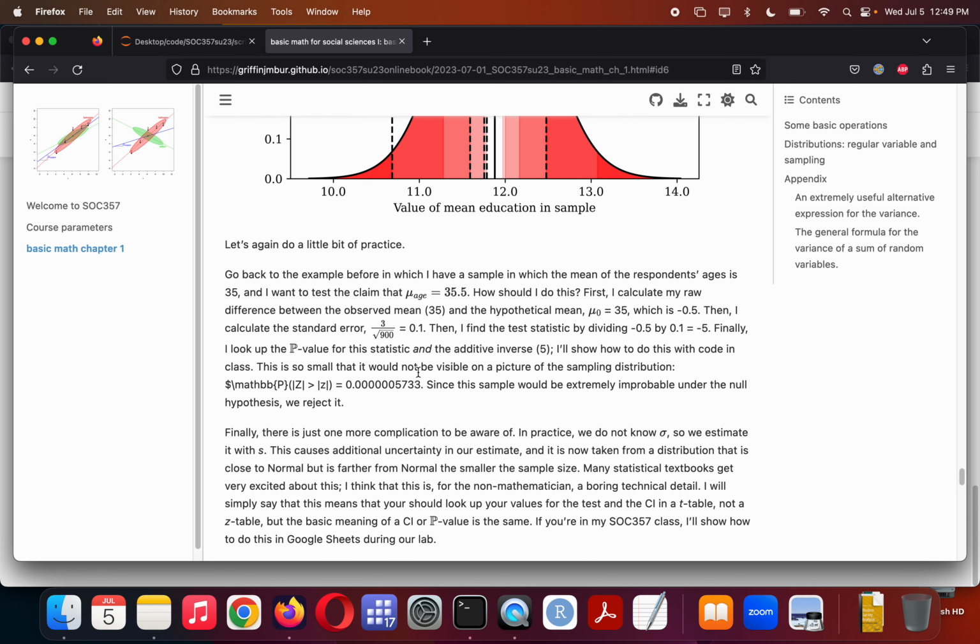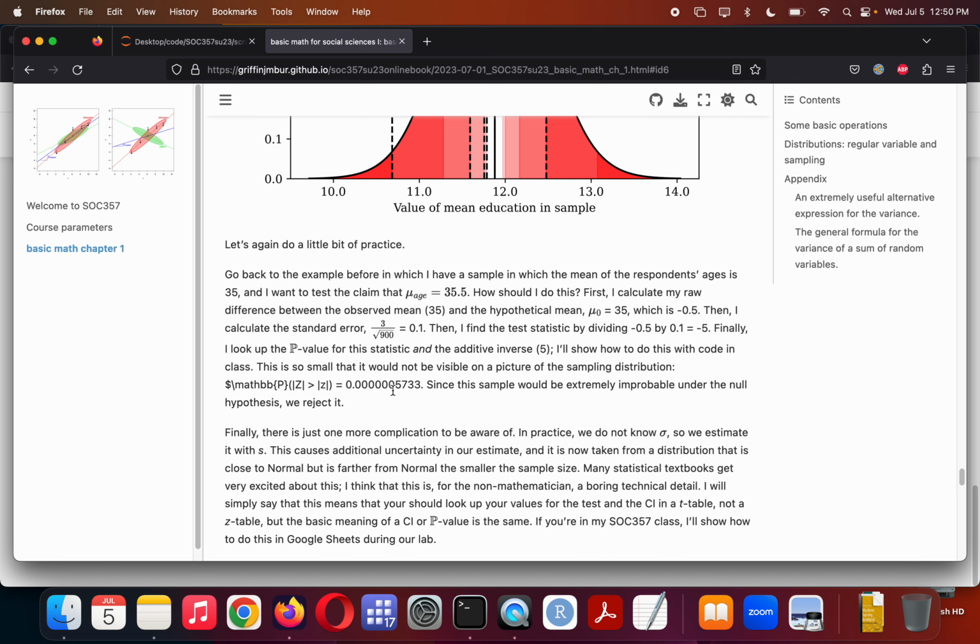This is so small that it would not be visible on a picture of the sampling distribution, so the probability, sorry for the code error here, of any standardized sample statistic's absolute value being larger than this is very, very small. It's a probability that's much smaller than 1% or even 1/10,000th of a percent. So since this sample would be extremely improbable under the null hypothesis, we reject the null hypothesis.